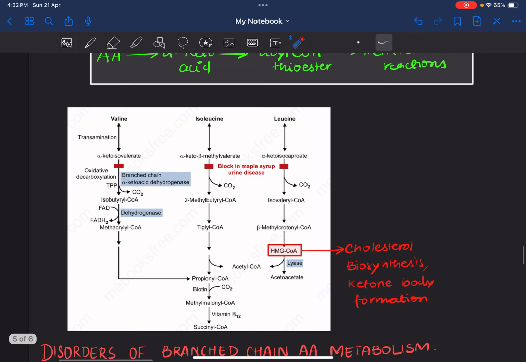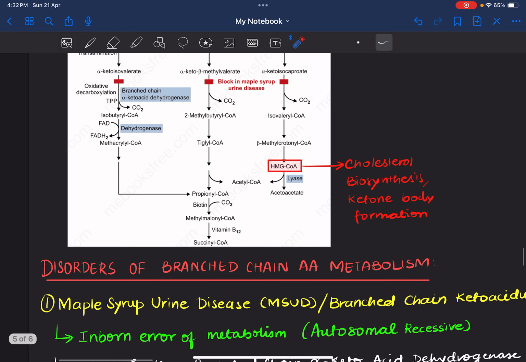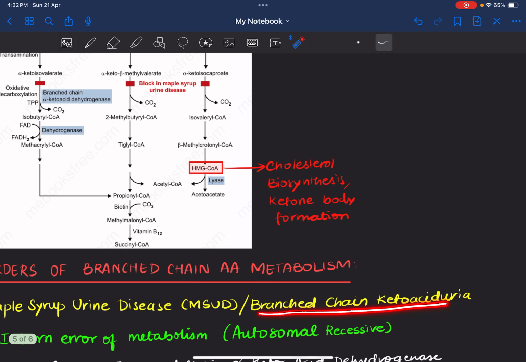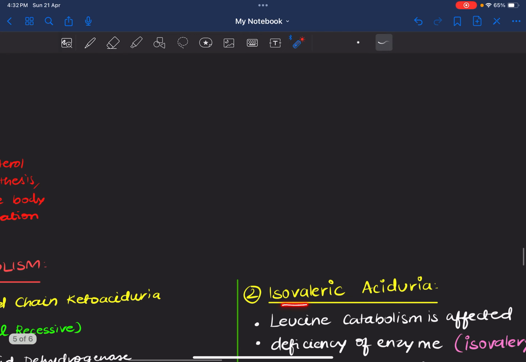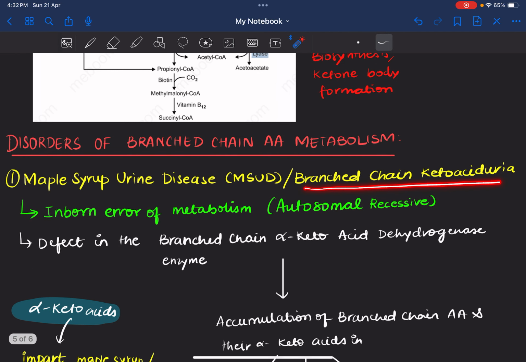So moving on to the disorders of branch chain amino acid metabolism, we have two particular disorders. One is maple syrup urine disease, also referred to as branch chain ketoaciduria, and the other one is isovaleric aciduria. By the name branch chain ketoaciduria, we can interpret that the branch chain keto acids are going to appear in the urine, right? This particular disease is an autosomal recessive disease. It is congenital. It is an inborn error of metabolism. Here the defect is going to be in the branch chain alpha keto acid dehydrogenase enzyme.